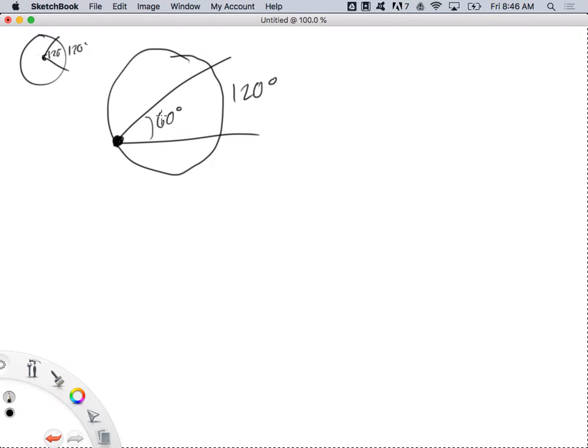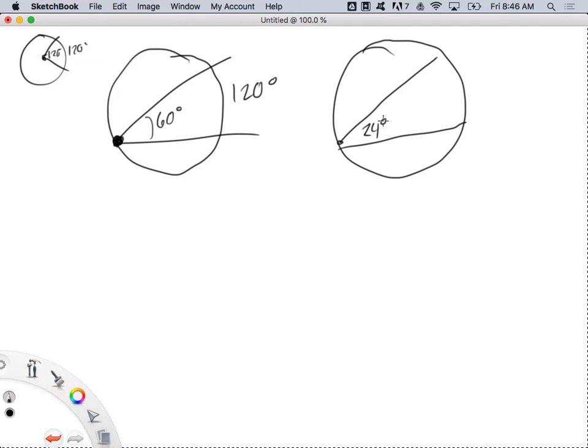So this angle, since it's inscribed, is half of the arc. You guys see that? Another way I could think about it is if I tell you, for instance, this is 24 degrees, then what's the measure of this arc? 48. You see? Either this is half or the arc is double.